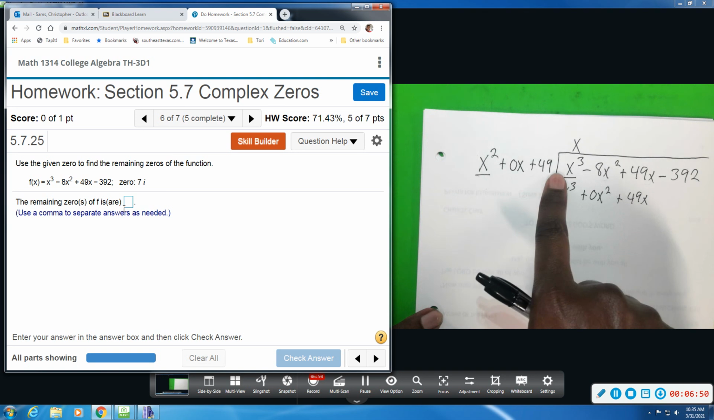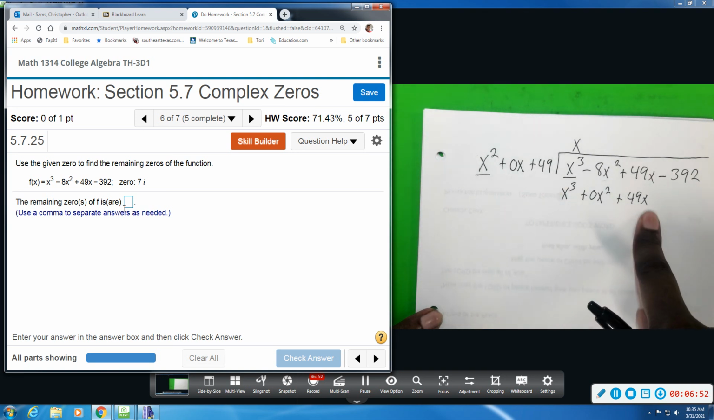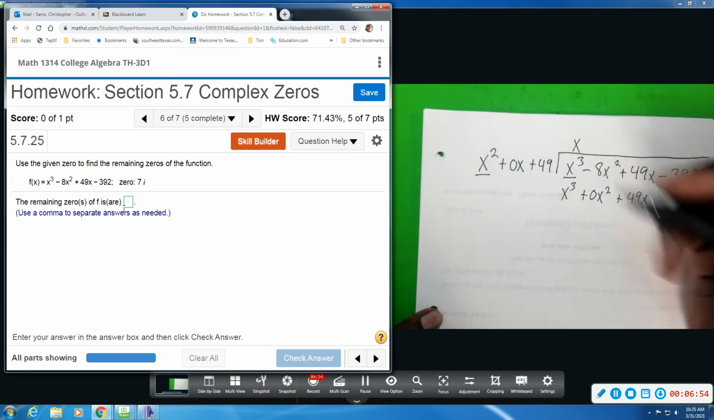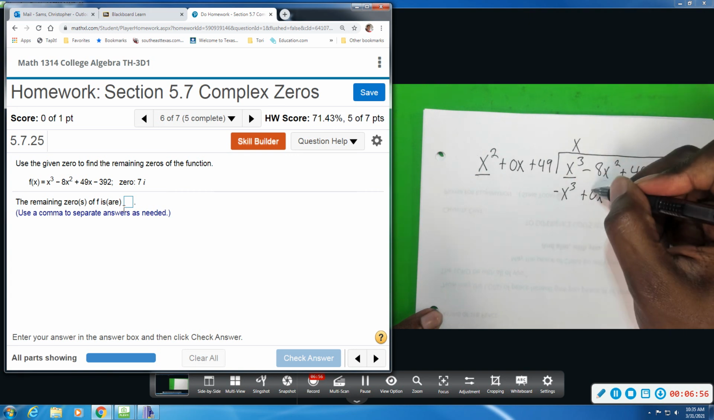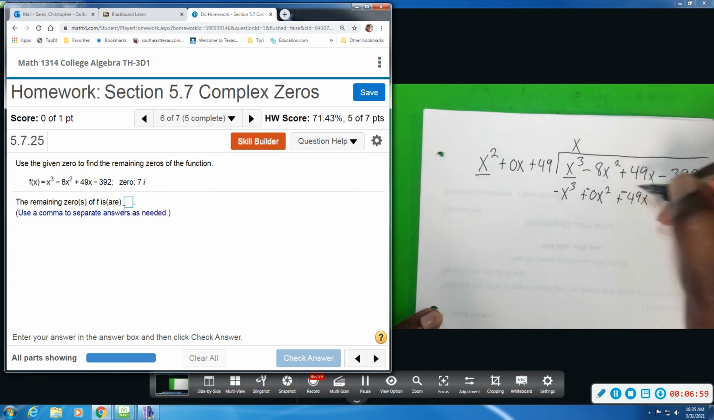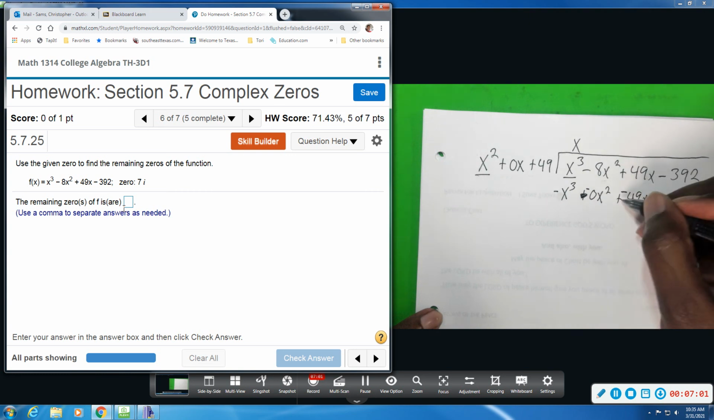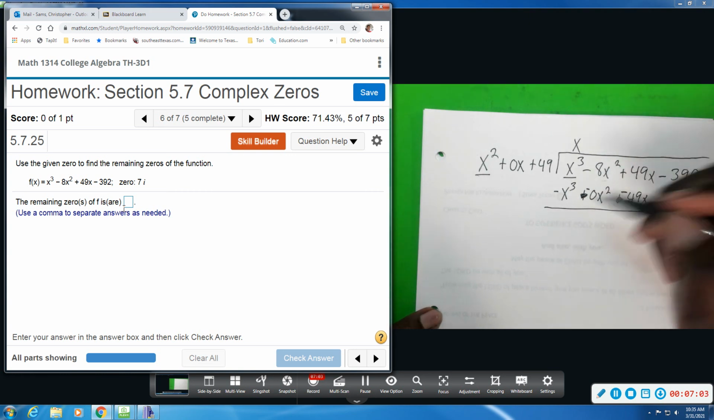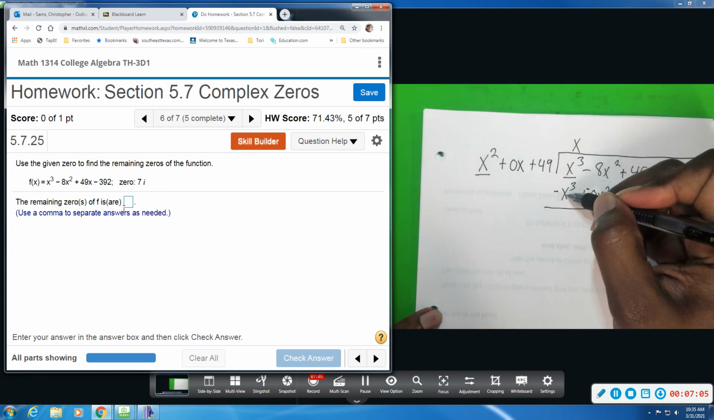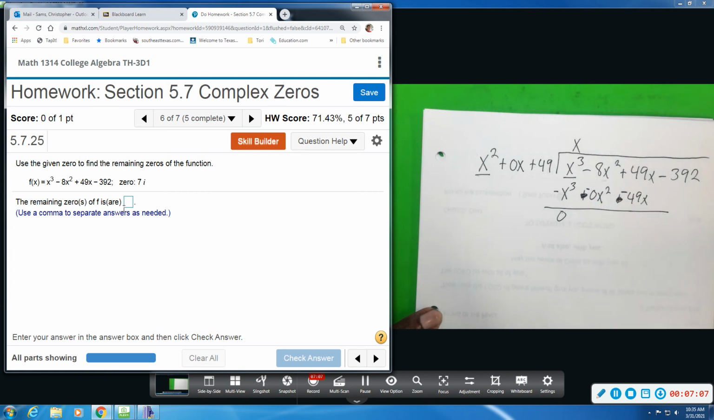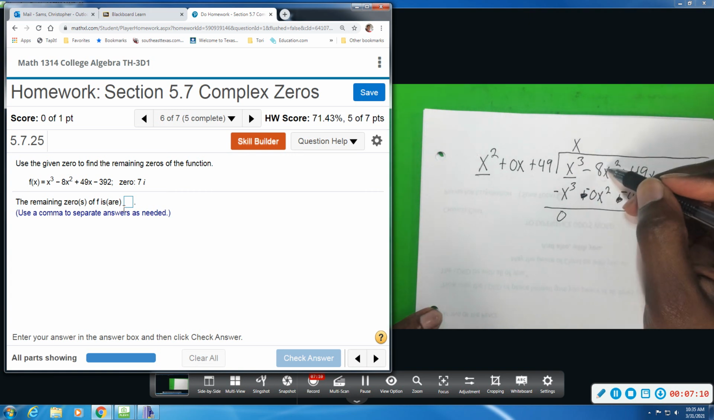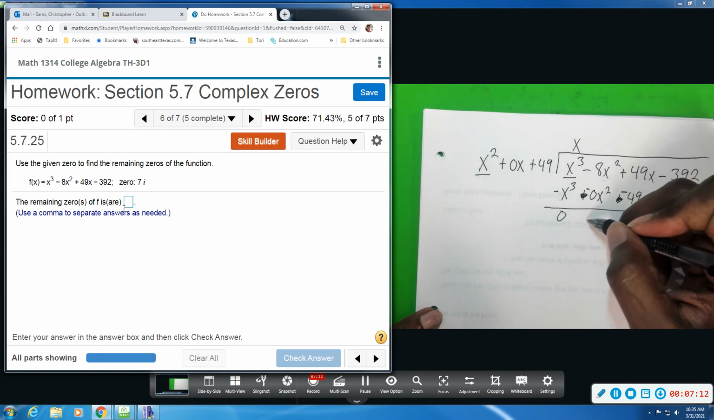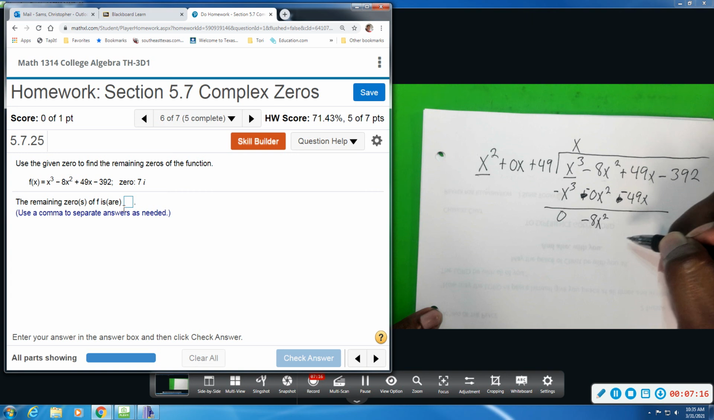Okay, so once we do this, what do we do with the numbers? We subtract it, or we change the sign. So this becomes negative, this becomes negative, this becomes negative. So I'm getting rid of these positive signs because we have to subtract. So when I subtract x cubed and x cubed, it goes to 0. That should always be the case. Negative 8x squared, take away 0, I will still have a negative 8x squared. And then with the 49 and negative 49, they will go to 0.